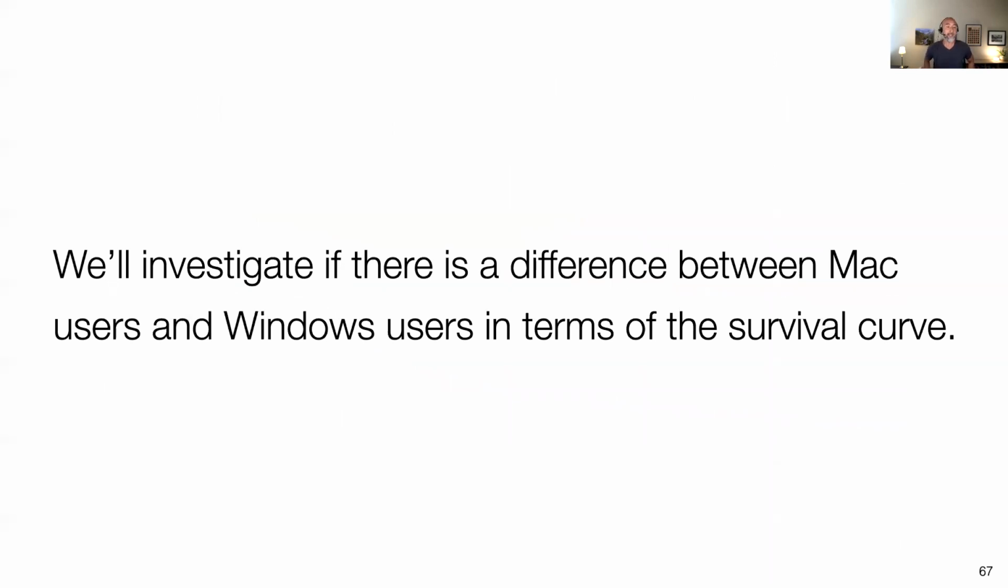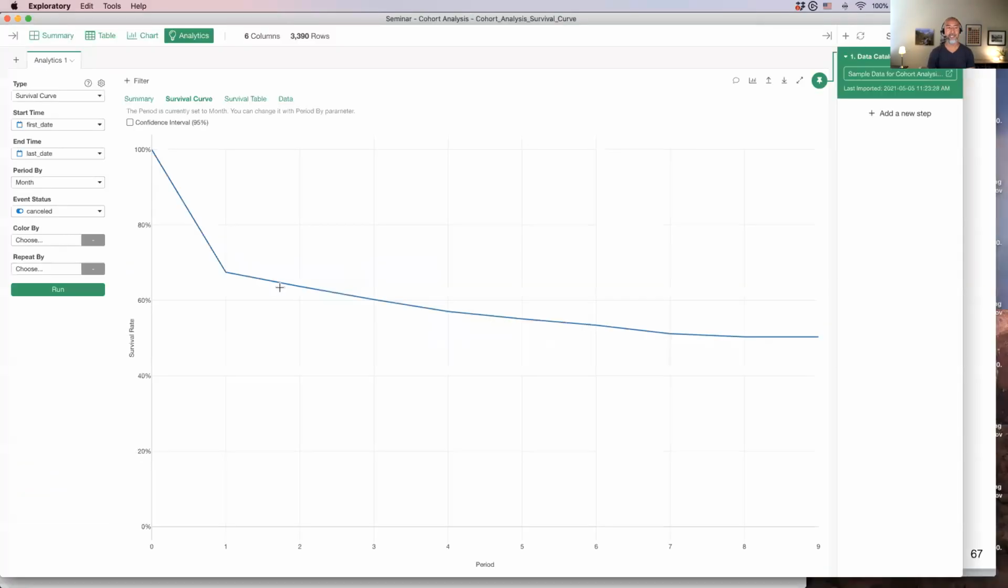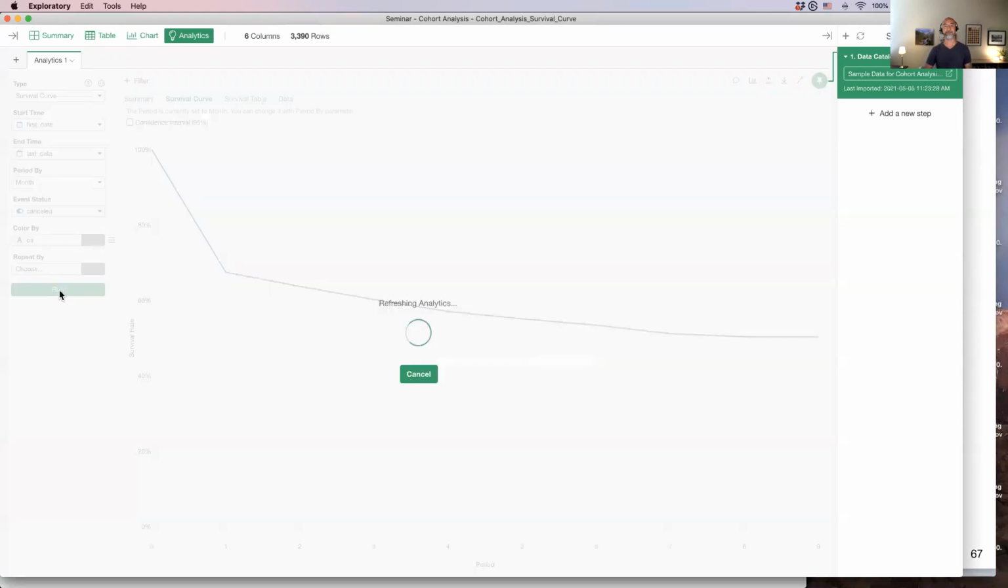Okay, so this cohort analysis, we can also do quickly in Exploratory. Let's say we want to investigate if there's any difference between the Mac customers and Windows customers in terms of the survival curve. It's pretty simple. You can use this Color By, and that creates the cohorts, or multiple groups, just like when you create a line chart. So I'm going to select this OS column and then run it.